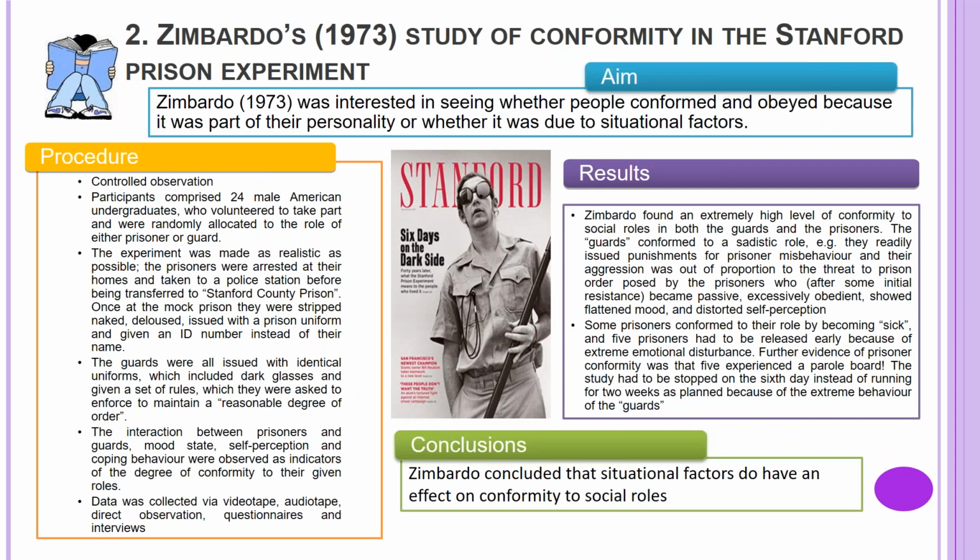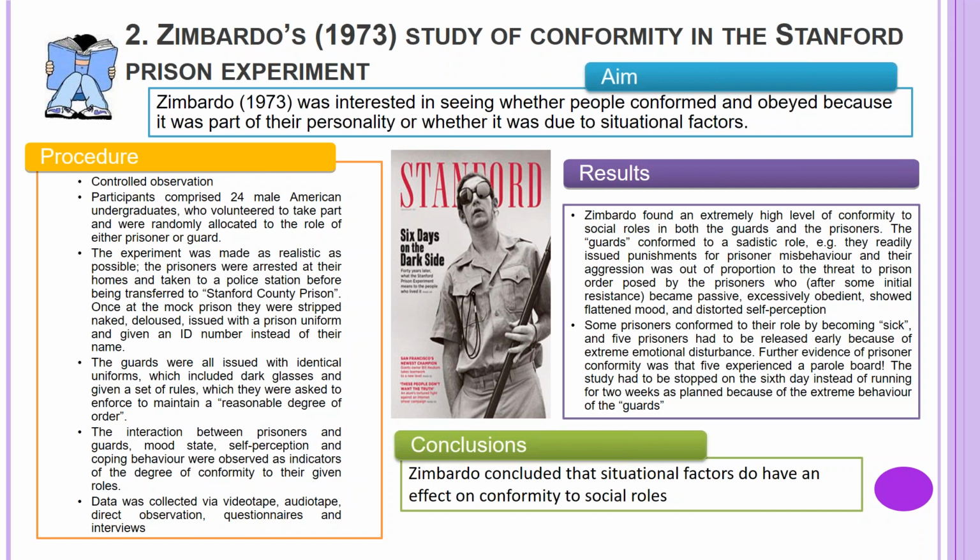We will now look at Zimbardo's research. Zimbardo's 1973 study of conformity in the Stanford prison experiment. The aim. Zimbardo, 1973, was interested in seeing whether people conformed and obeyed because it was part of their personality, or whether it was due to situational factors. The procedure. A controlled observation.